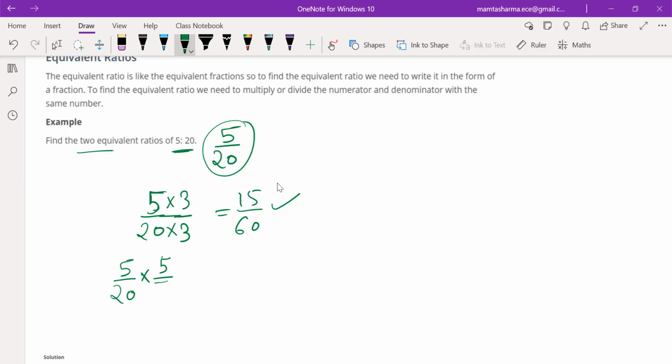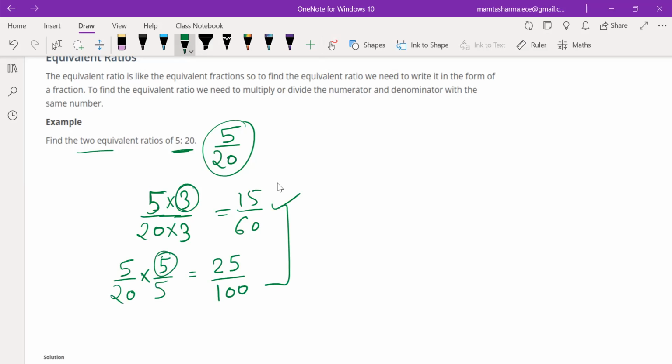Suppose I am taking 5. So 5 fives are 25, 20 fives are 100. So the answer would vary from person to person, according to the number you choose.